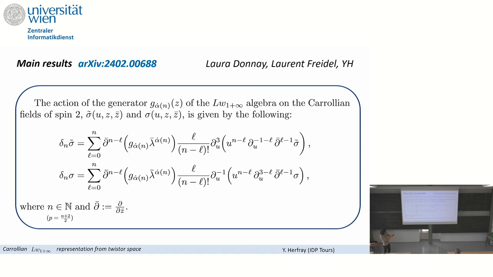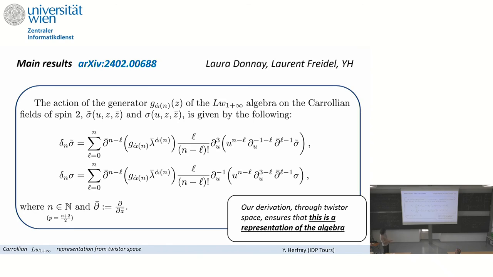It's local on the celestial sphere, but just non-local along the generator. And one thing I want to emphasize is that the way we are deriving this formula, there is no doubt, and we prove this in detail, that this forms a representation of the algebra. It's just geometry. You have this representation in twistor space, you run your machinery, you're producing these things, and you can very easily convince yourself that they are a representation of the algebra.